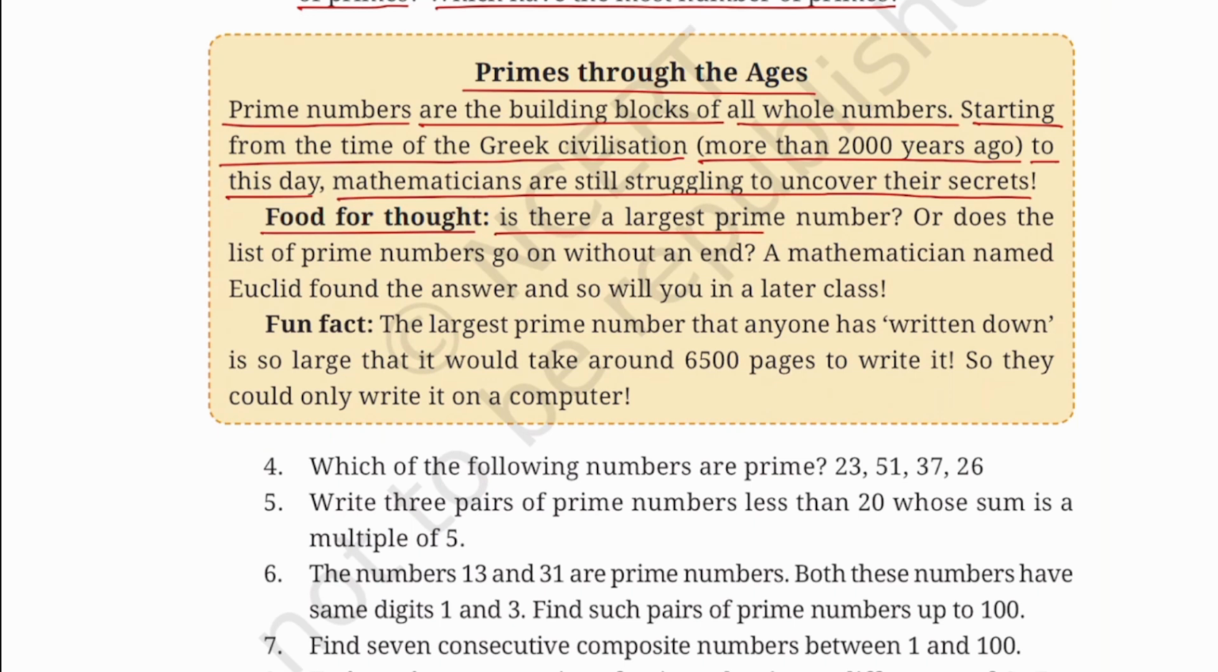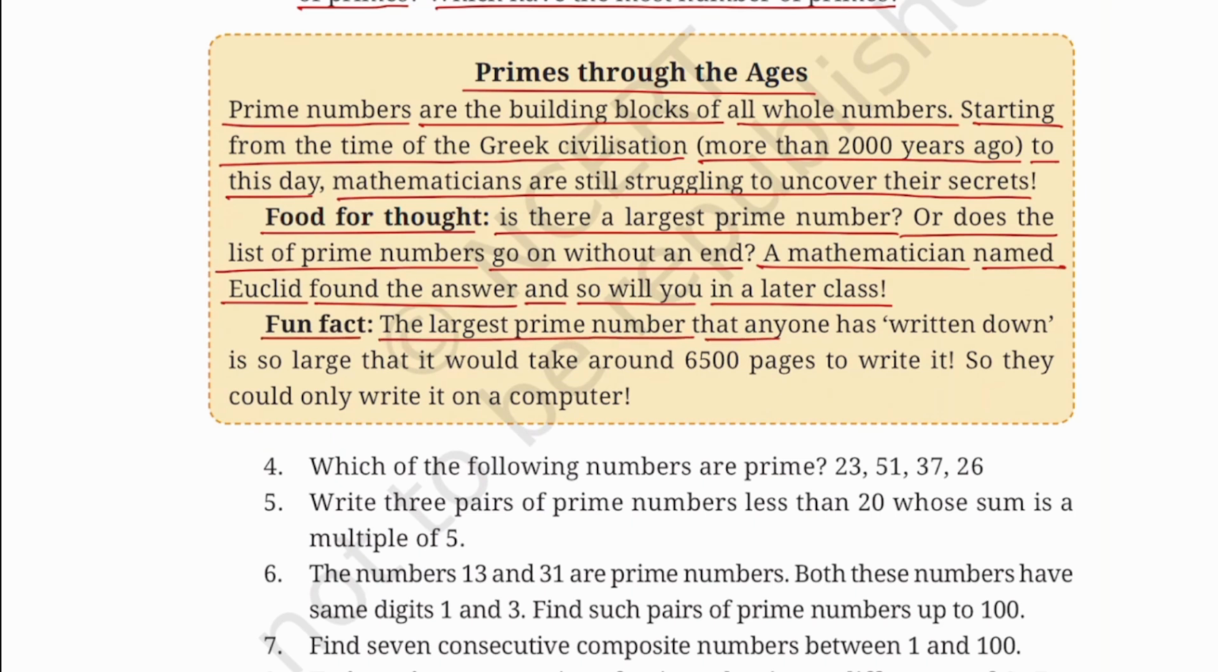Is there a largest prime number? Or does the list of prime numbers go on without an end? A mathematician named Euclid found the answer, and so will you in a later class. Fun fact: the largest prime number that anyone has written down is so large that it would take around 6500 pages to write it. So they could only write it on a computer.